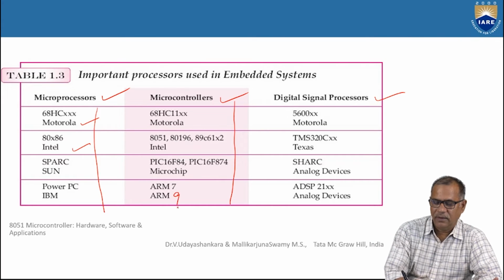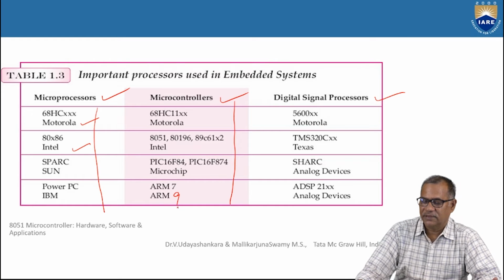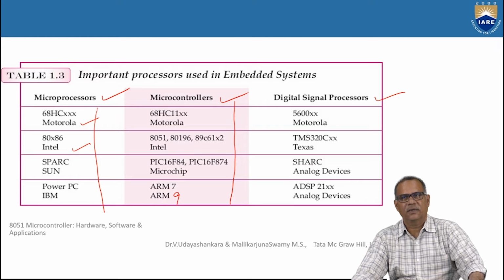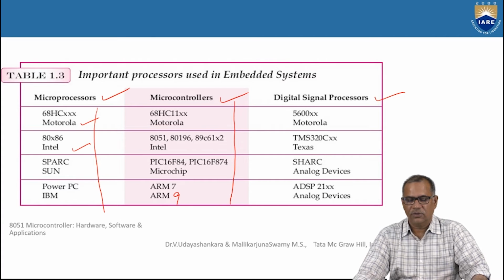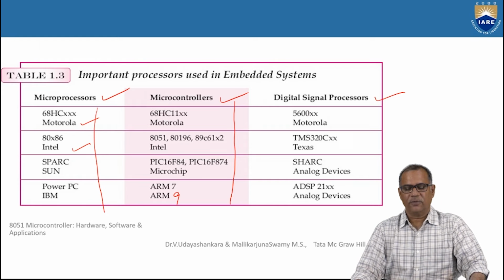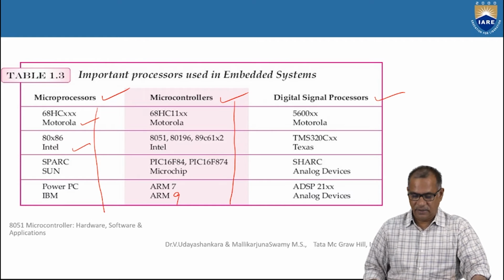These are all the advanced RISC machines, and in some embedded systems the DSPs are also used. For example, the Motorola 56000 series, Texas Instruments digital signal processors, and Analog Devices digital signal processors are also used. So these are all the important processors that are used in embedded systems.